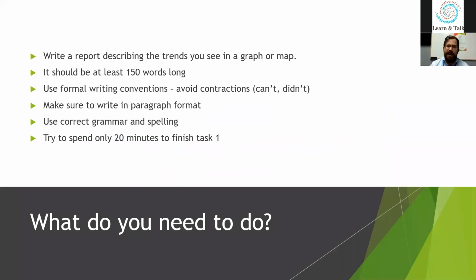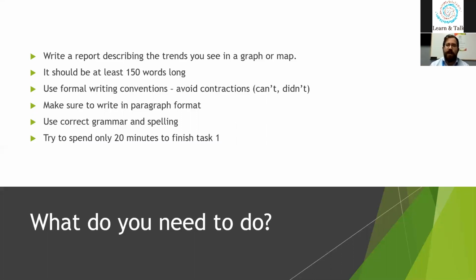So what exactly is expected of you during the task 1? Well, you're supposed to write a report describing the trends you see in a graph or map. It should be at least 150 words long, and this is very important because if you write less than 150 words, you will score lower. So maybe you would score a 6, but if you write 130 words, you'll only get a 5.5 or maybe even a 5.